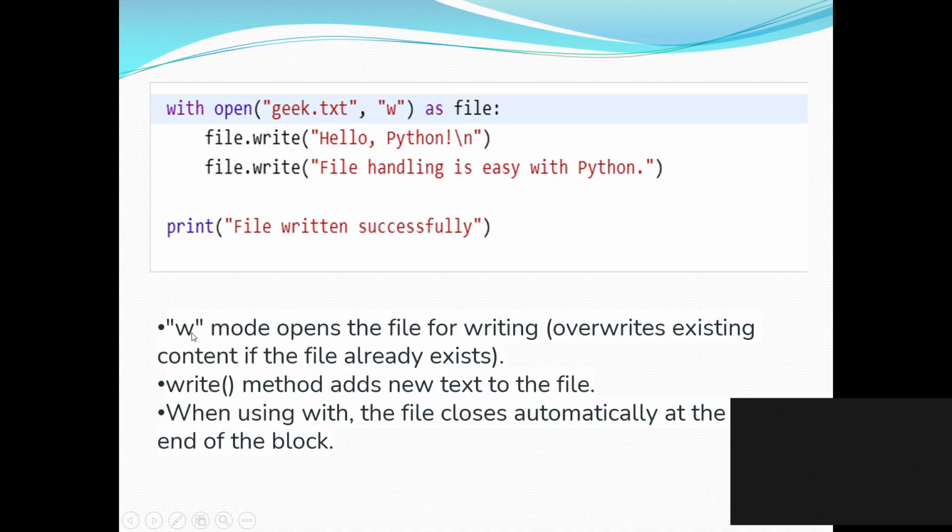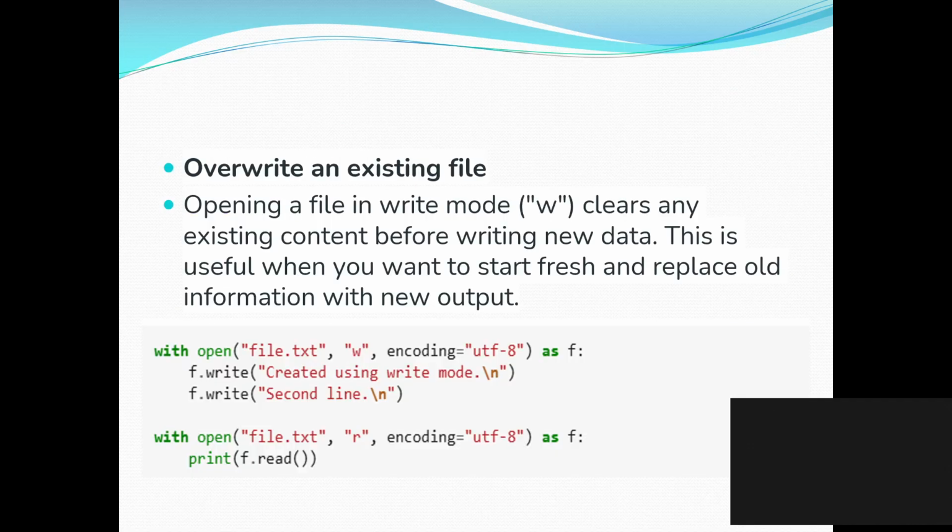Okay. So I'll be discussing what all things are there here. W mode opens the file for writing and overwrites. I mean, if the file doesn't exist, it just makes it. But if the file already exists and has some contents, it erases all the contents, like truncating, and then it starts from the beginning. So the write method adds new text to the file. When using with, the file closes automatically at the end of the block. So these are the things which are there in the write function.